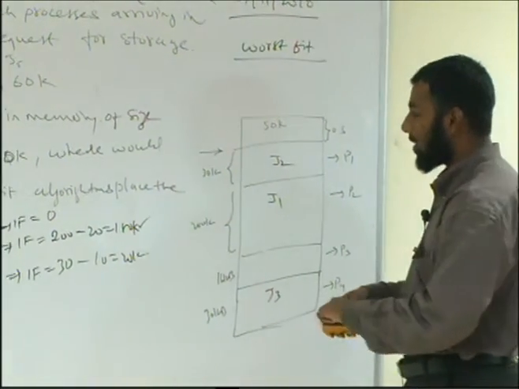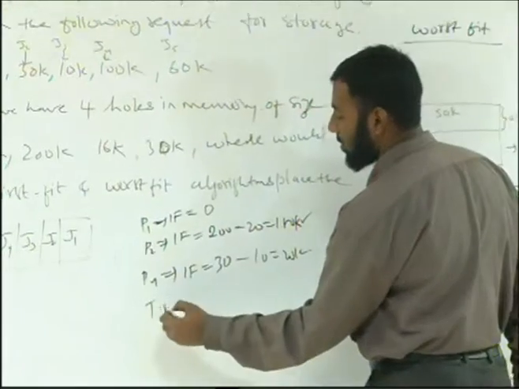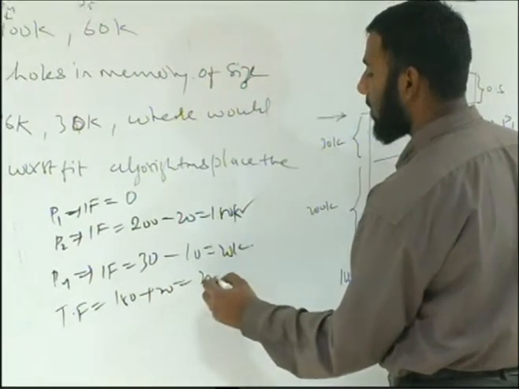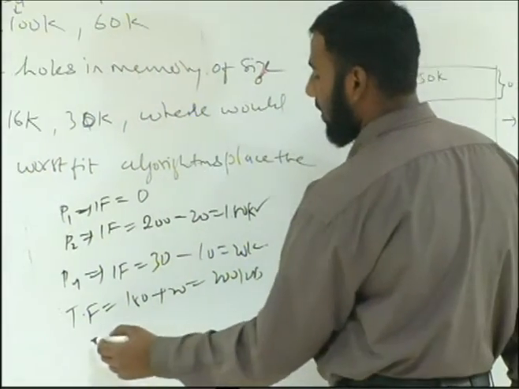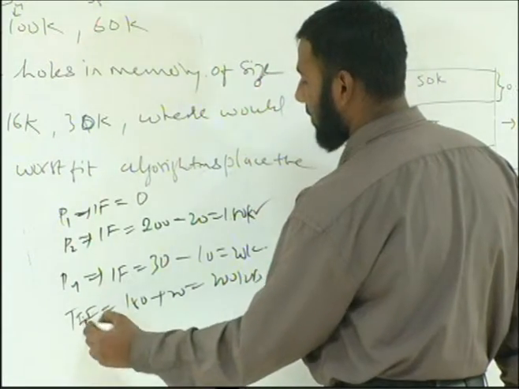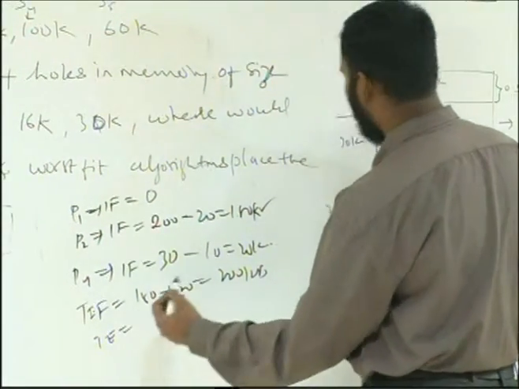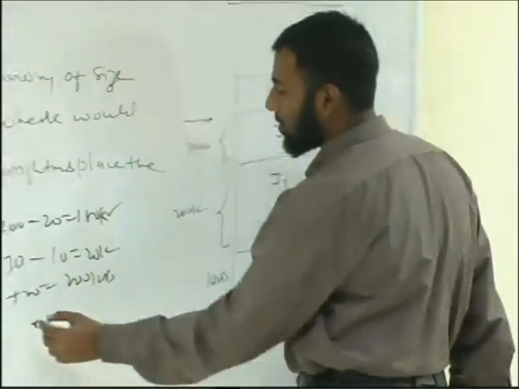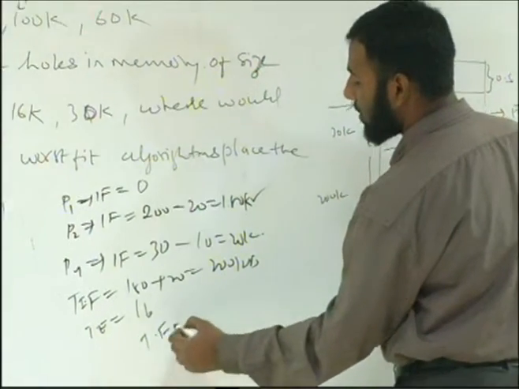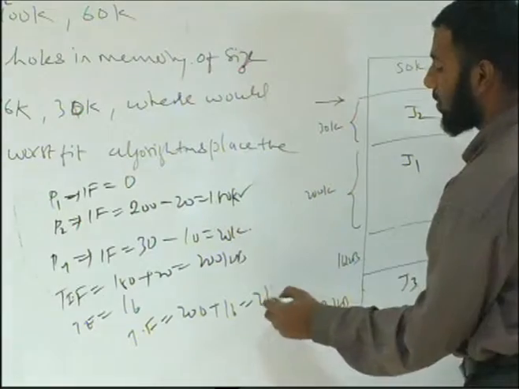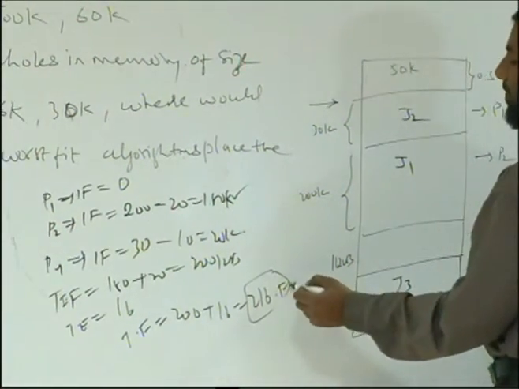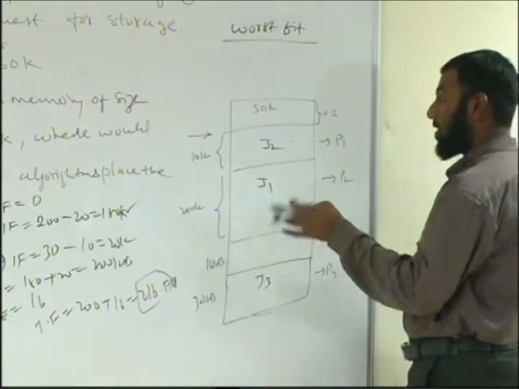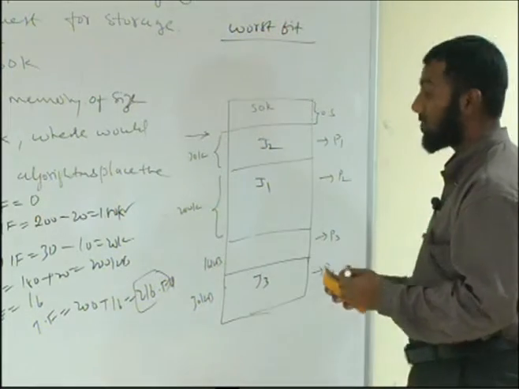So here the total internal fragmentation is 180 plus 20, which is 200 kilobytes, and the total external fragmentation is 16. Sixteen kilobytes is not used. So the total fragmentation is 200 plus 16, which is equal to 216, the same as the first fit algorithm. The thing is, the processes have been allocated in the same partitions, but different jobs are sitting in those partitions. That is the difference we saw here.